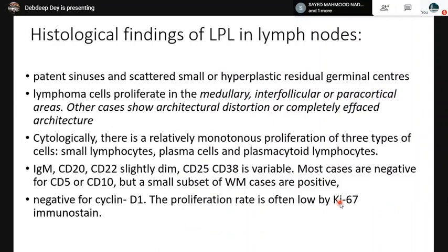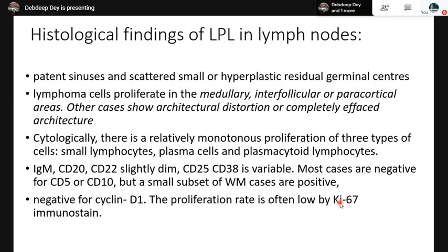The histological findings of LPL in lymph nodes are something that is a bit different. You have patent sinuses, scattered small or hyperplastic residual germinal centers, and lymphoma cells proliferate in the medullary, interfollicular, or paracortical areas. And these cases show architectural distortion or completely effaced architecture.